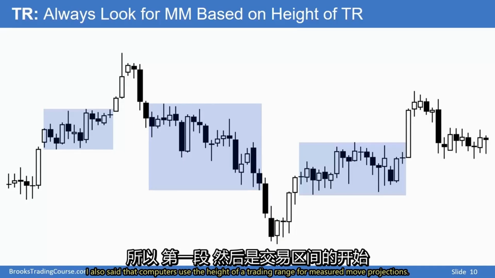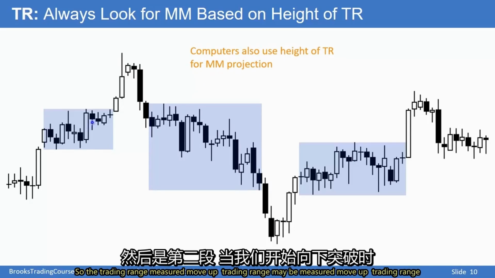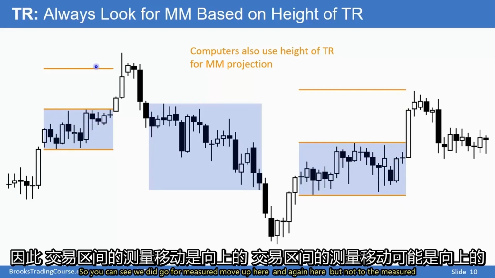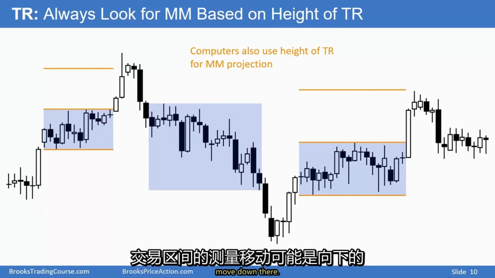I also said that computers use the height of a trading range for measured move projections. So trading range, measured move up. Trading range, maybe measured move up. Trading range, maybe measured move down. So you can see we did go for measured move up here and again here, but not to the measured move down there.